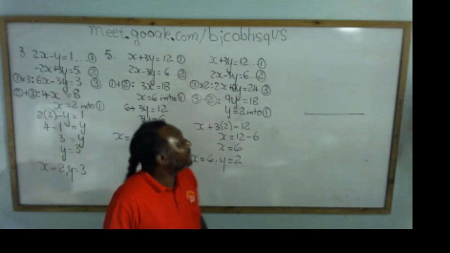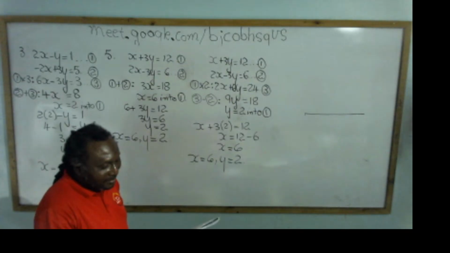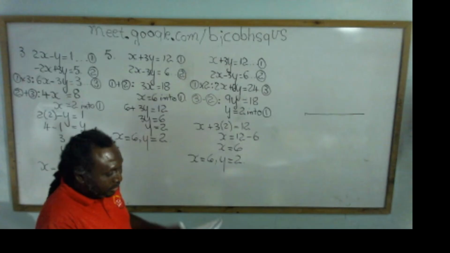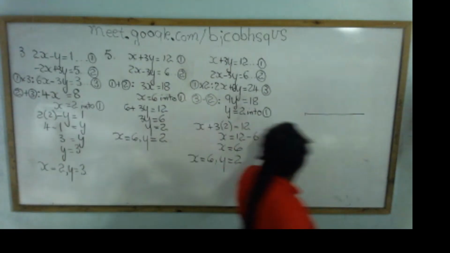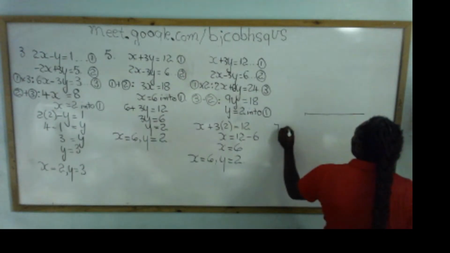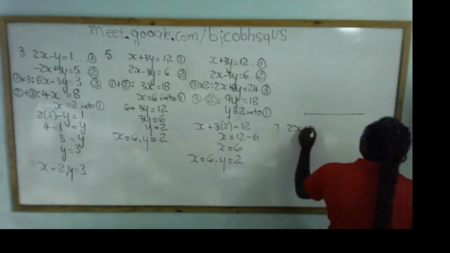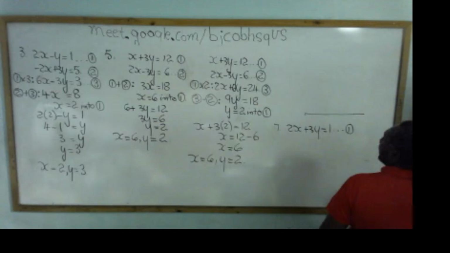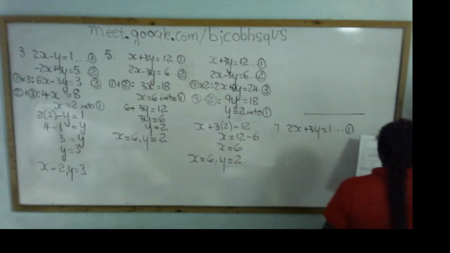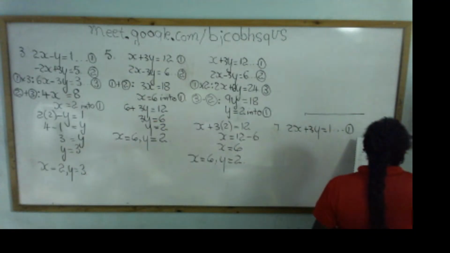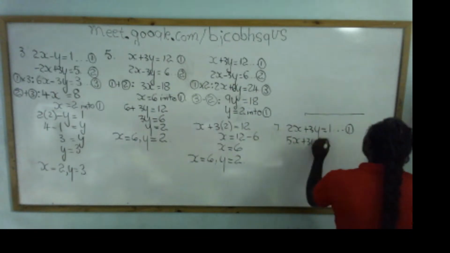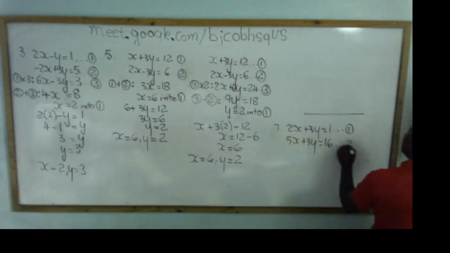Okay, so that's where I'm going to put problem number 7, the first take of number 7. 2x plus 3y is equal to 1. That is equation 1. Equation 2 is what? 5x plus 3y is equal to 16, and that is equation 2.